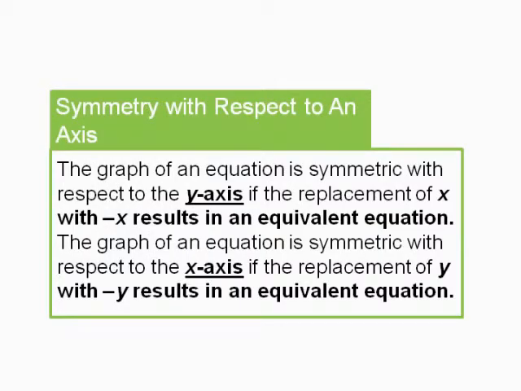I know some of you might be scratching your head, so let's run through this one more time. The graph of an equation is symmetric with respect to the y-axis if the replacement of x with negative x results in an equivalent equation. The graph of an equation is symmetric with respect to the x-axis if replacement of y with negative y results in an equivalent equation.